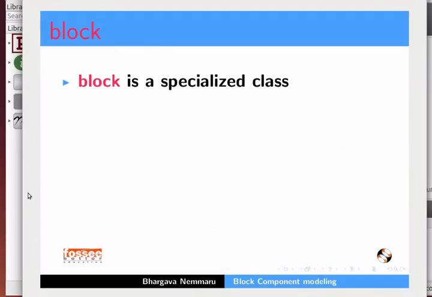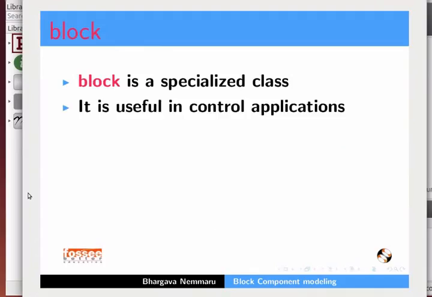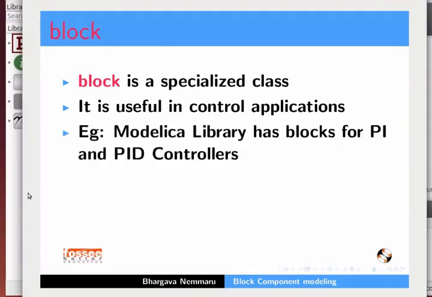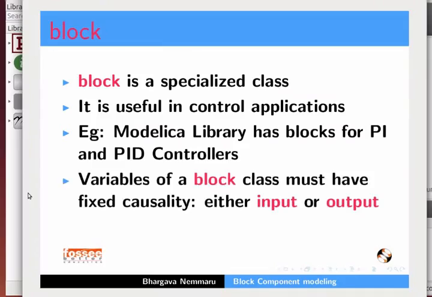Block is a specialized class in Modelica. It is useful in control applications. For example, Modelica library has blocks for PI and PID controllers, which are frequently seen in chemical engineering control applications. Variables of a block class must have fixed causality, either input or output.